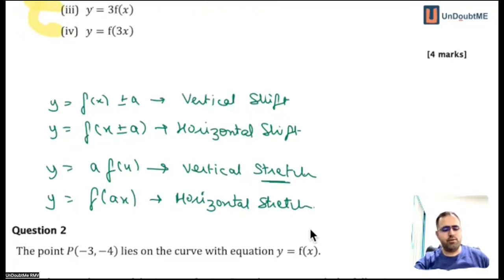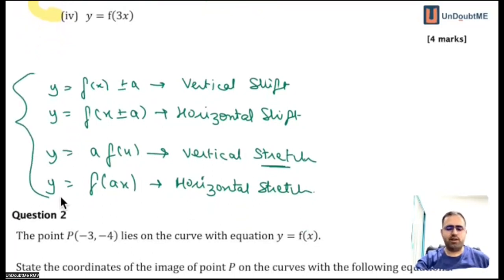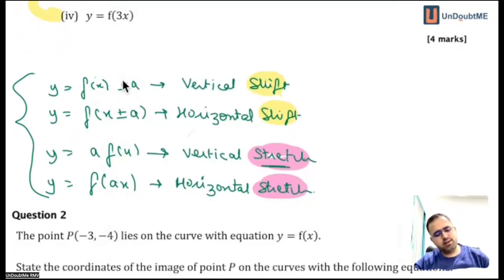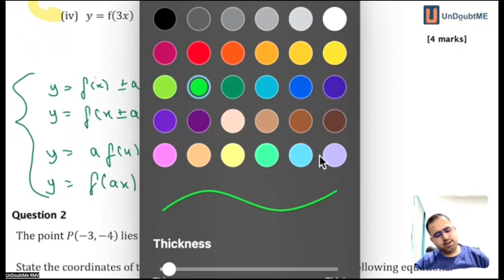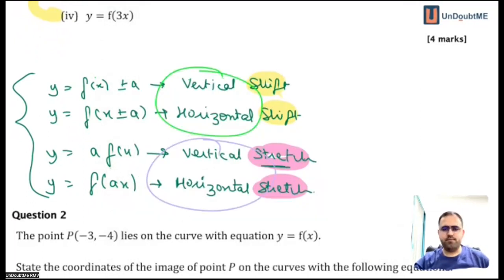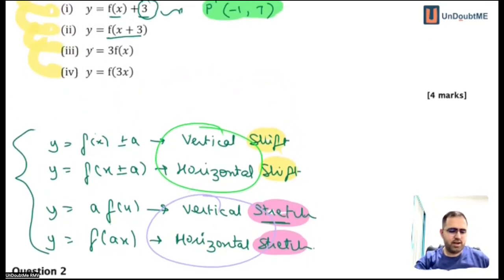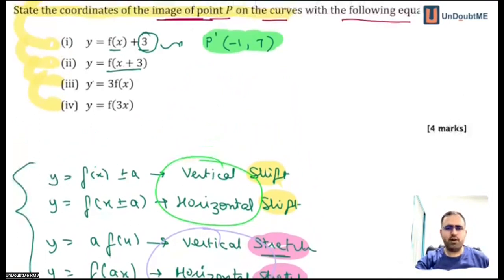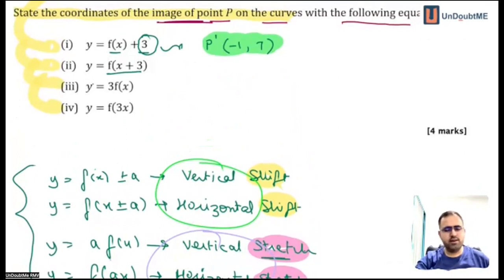So broadly, the whole transformation is divided into these four only. And out of these four, the further classification is either it will be a shift or it will be a stretch. Now in both shift and stretch, it can be either vertical or horizontal. So this is how it has been classified. Now based on this, we can attempt the remaining questions. Over there, it was not asked what type of shift this is, so you can directly get the answer. But yeah, you should know.